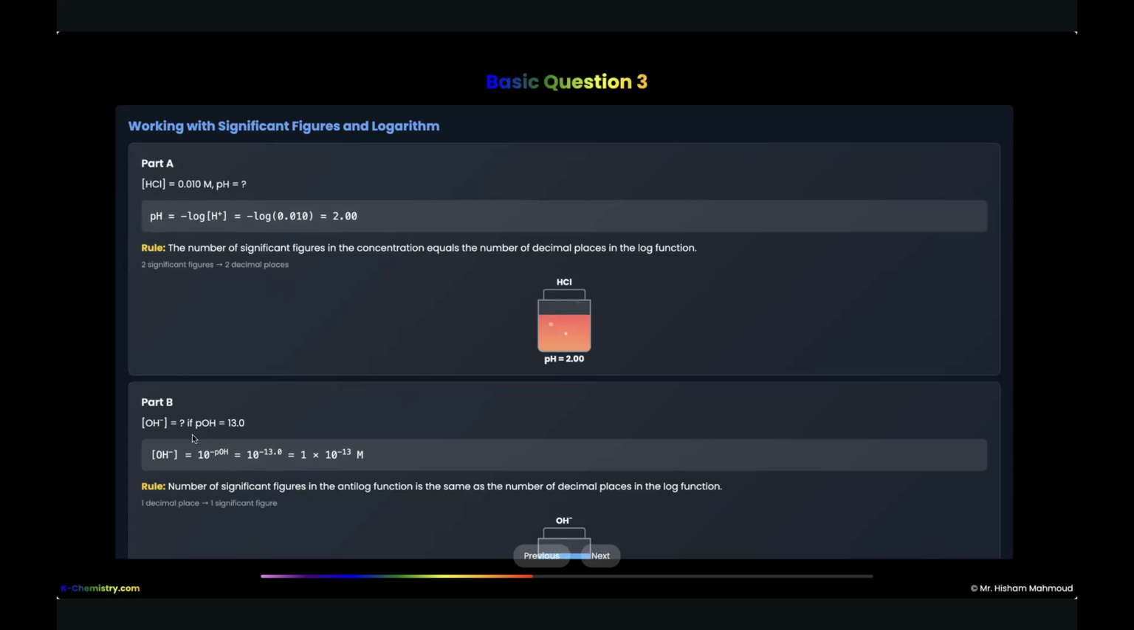I have OH minus equal to what if the pOH is equal to 13? So I put 10 to the power of negative the pOH, which is 10 to the power of negative 13. So 1 multiplied by 10 to the power of negative 13. Here I have 1 decimal place, so the significant figure should be 1 only.